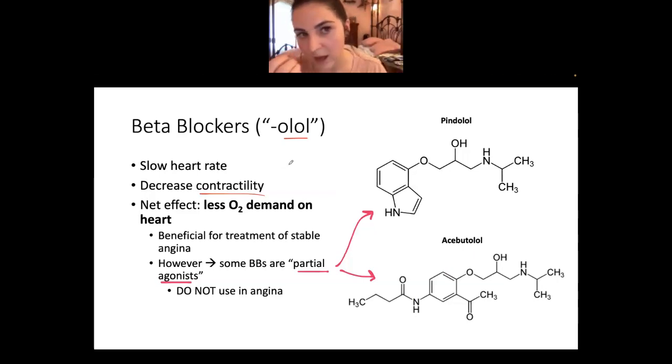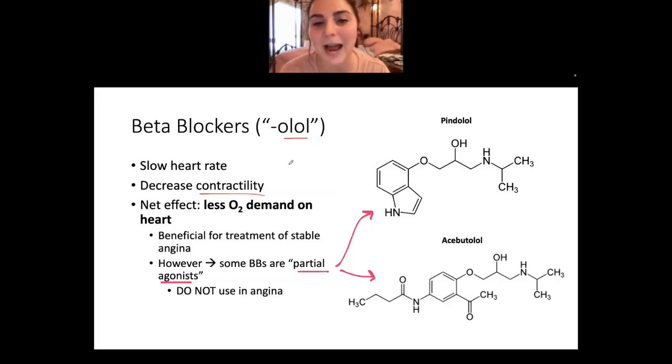Okay? So you'll see a lot of indications for your beta blockers on top of arrhythmias, like stable angina, for example. Some beta blockers are partial agonists. I underlined that in pink, just a different underline color, but you need to know which ones are partial agonists. They're not going to tell you. So Pindolol and Acebutolol, I just put the structures here. I'm not really sure why. I just wanted to have something on the slide.